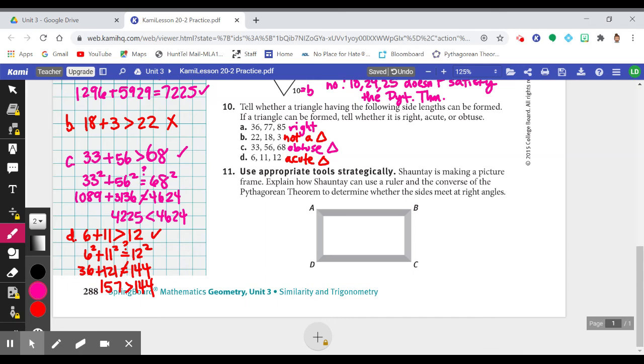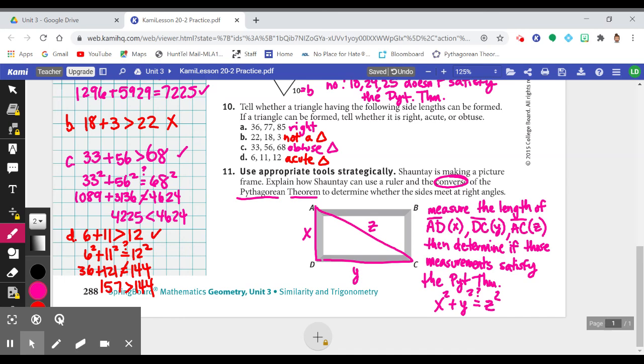Now, on 11, a little application with it. Shantae is making a picture frame, and most picture frames have right angles. So it says, explain how Shantae can use a ruler and the converse of the Pythagorean theorem to determine whether the sides meet at right angles. So take a moment, see if you can explain this one out based on the converse of the Pythagorean theorem.